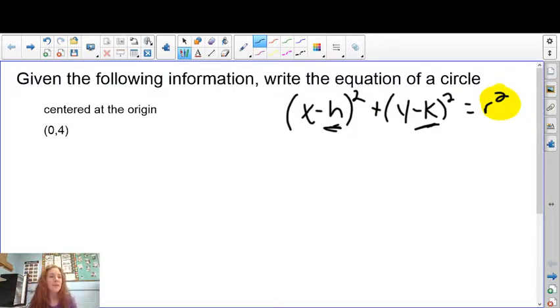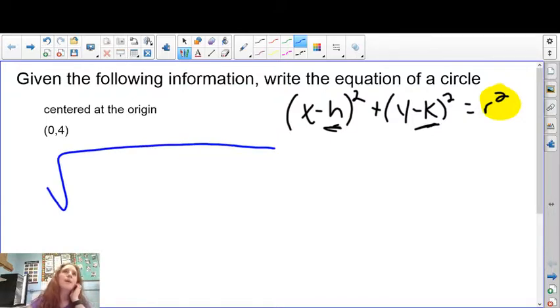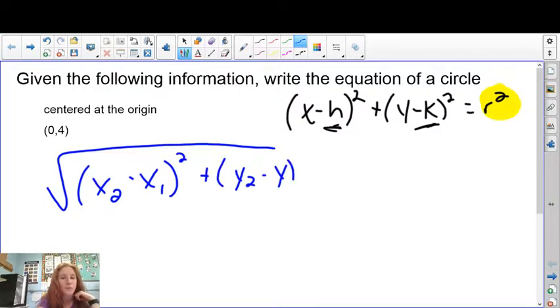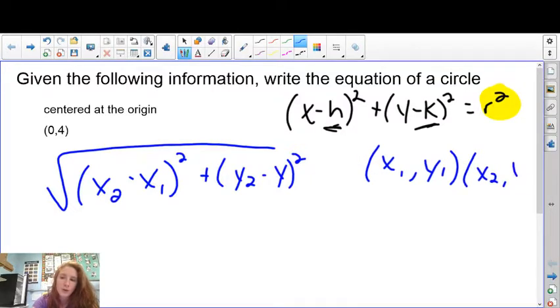Well, if I do remember my distance formula, which if I don't, I'm going to write it. We talked about this back in chapter 2 when we did proving our parallelograms and proving our sides equal. So that was the square root of (x2 minus x1) squared plus (y2 minus y1) squared, where x1, y1 were a first point and x2, y2 were a second point.